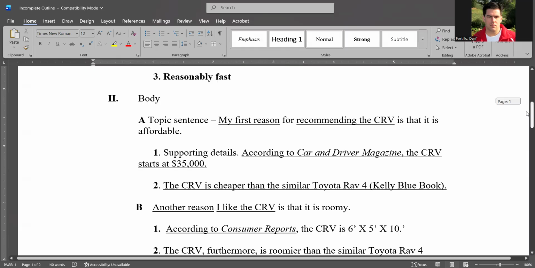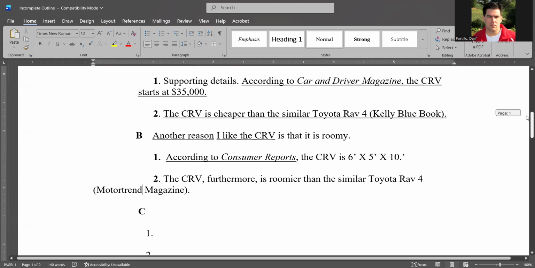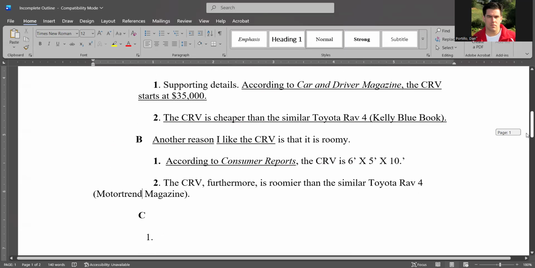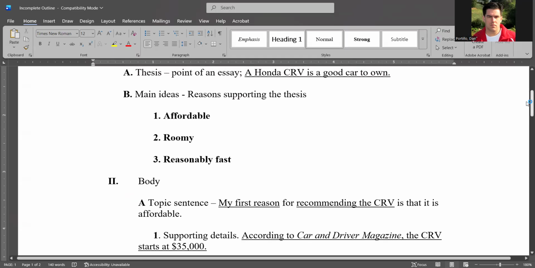And so now for my topic sentence, it's my first reason for recommending the CRV is that it is affordable. Well, I can't just leave it at that. I have to support it. So I found its base price and where it starts, and that it's cheaper than a similar car. Similarly, for the roominess, I found its dimensions, and then I said that it's roomier than a similar vehicle. So then I go to my third topic sentence, and my third main idea is that it's reasonably fast.